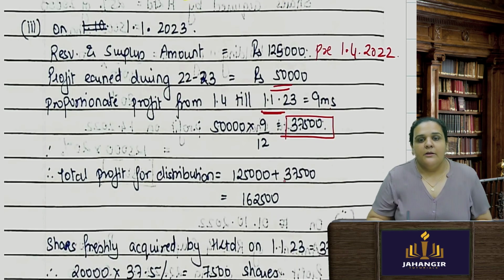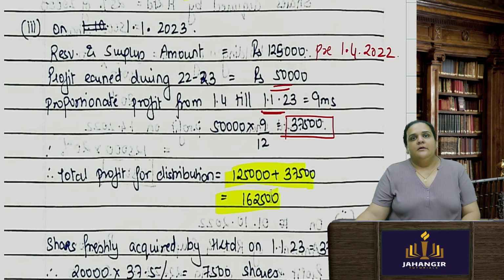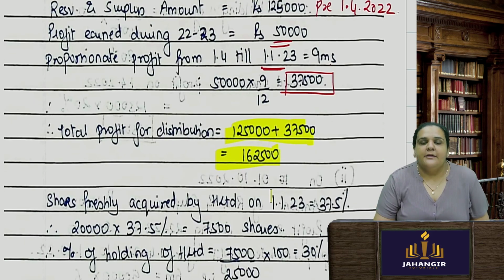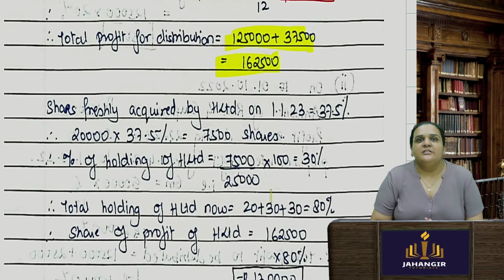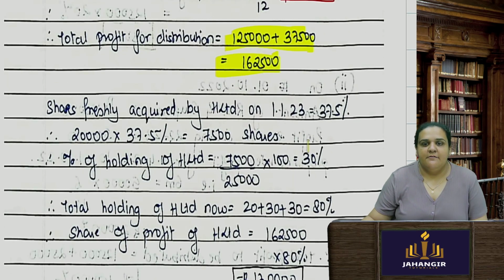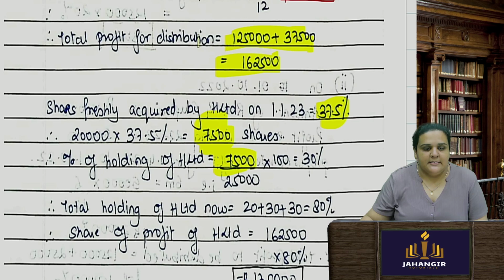So now total profit will be 1,25,000 plus 37,500, 1,62,500. I am going to treat that. Okay. So freshly acquired shares on 1st January given 37.5%. Means how many shares? 7,500 shares out of total how many? 25,000 shares in S. So 30% is my new holding.